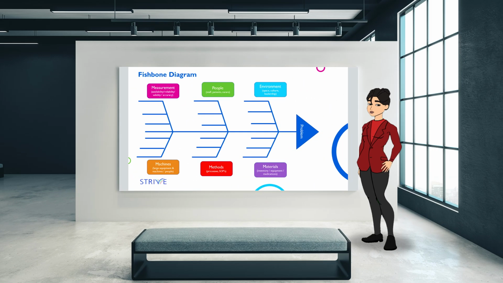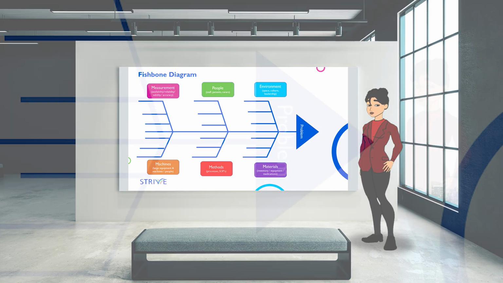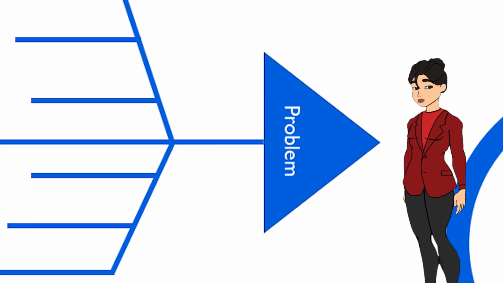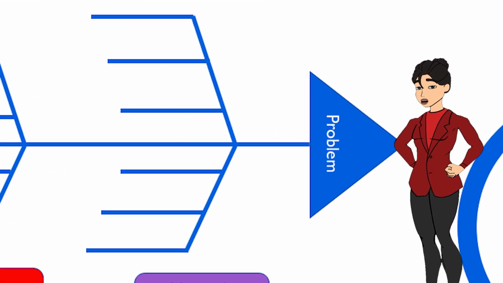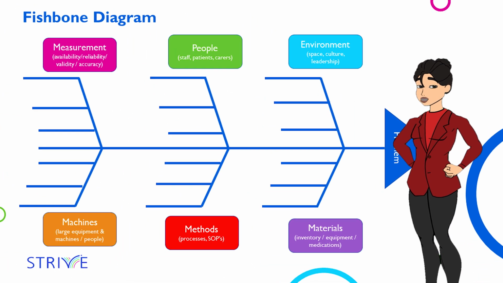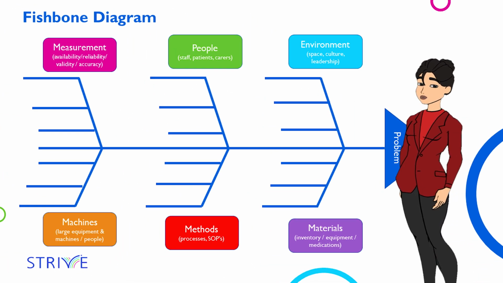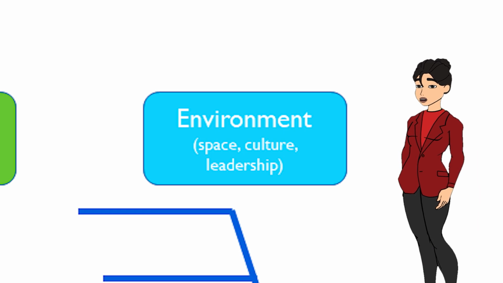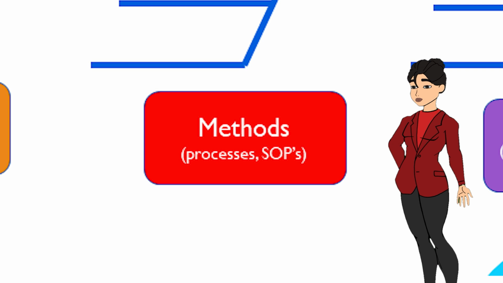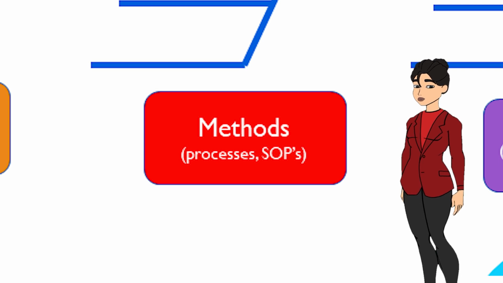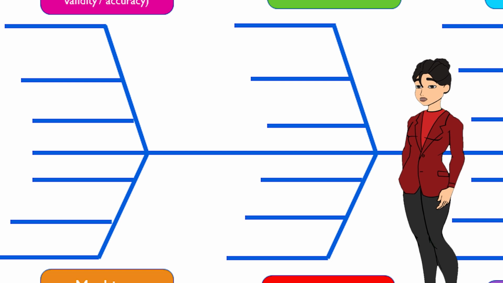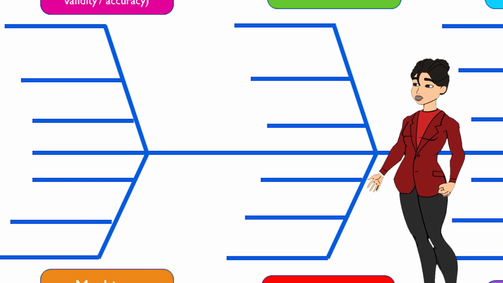The fishbone diagram should be set out in the above format. The problem you are trying to solve should be written in the head of the fish. Then you should work around each category and ask yourself how that category is contributing to the problem you are experiencing. For example, how does the environment contribute to the problem? How do people contribute? How do our methods contribute to the problem, etc.? Any contributing factors can then be written on the ribs of the fish under the appropriate subheading.